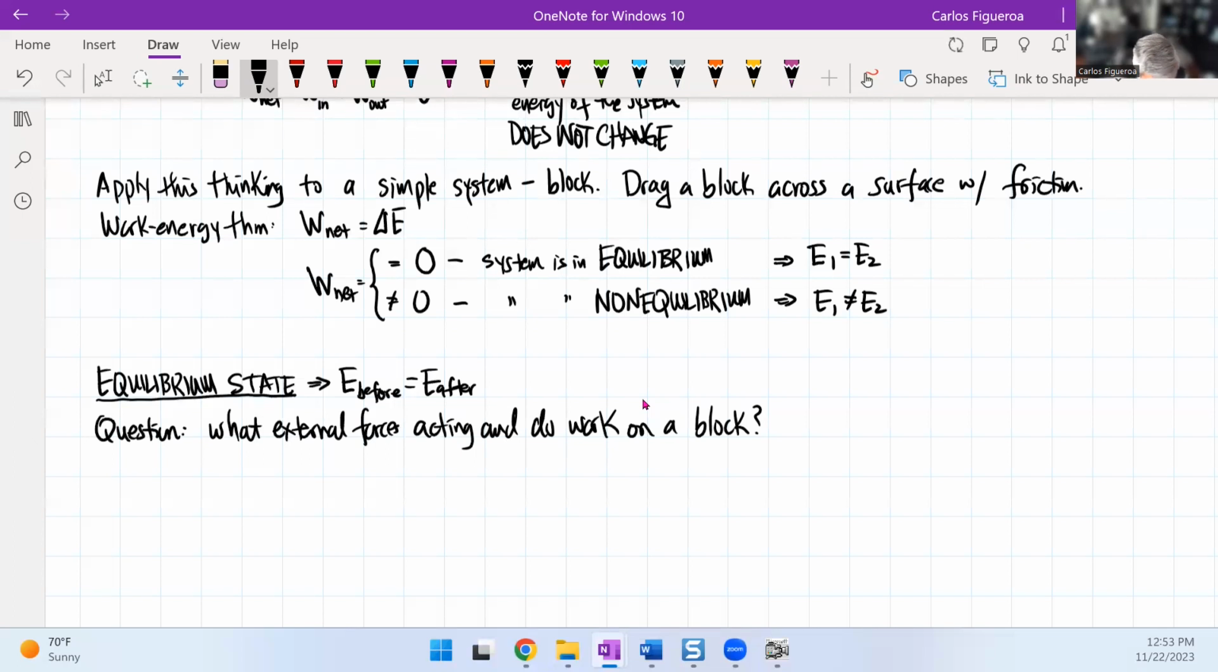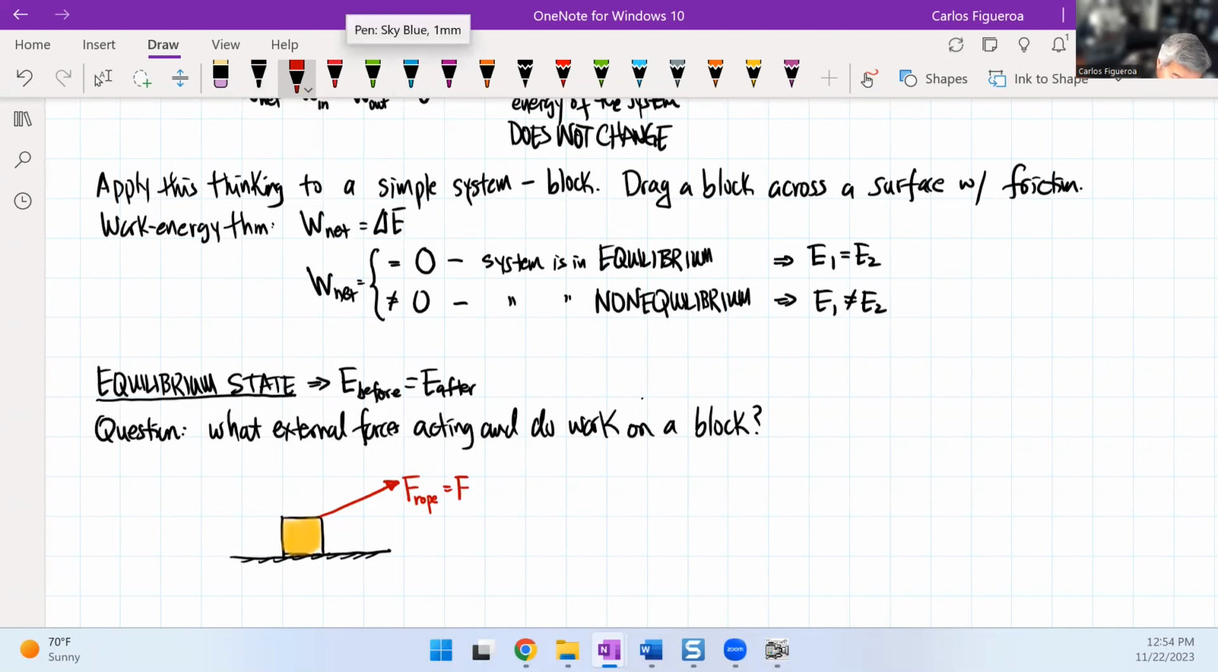So when I look at my picture here, I imagine that I have a block, and it's going to cross a surface. Here's my block, and I'm going to apply a force in this direction. I'm going to imagine that this is the force of a rope or a tension, but I'm just going to call this F. And I'm going to have displacement in this direction.